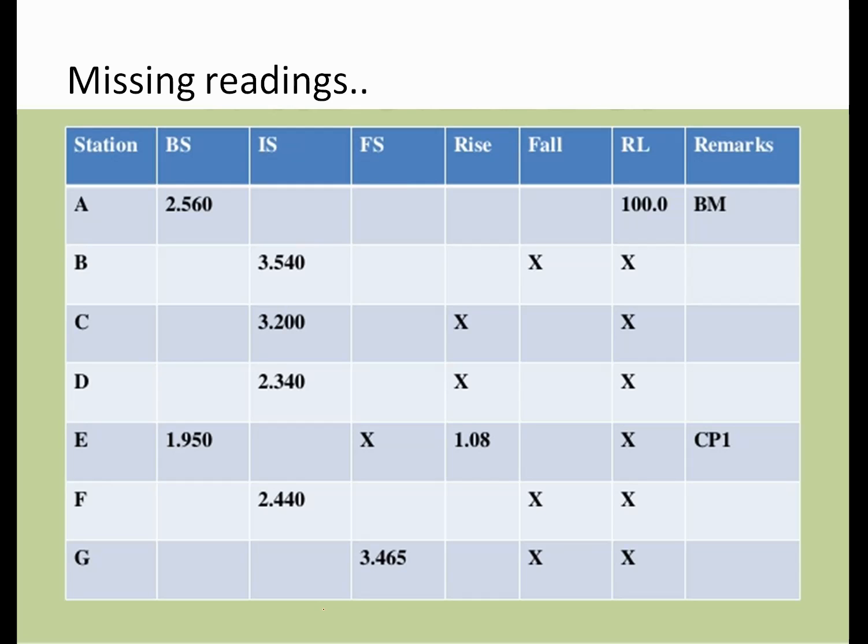First, what is the data given to you? Some backside, intermediate side, foresight readings are there. Some of the rise and fall readings are given to you, and also the RL of the first point, that is the benchmark, is given to you, that is 100 meter. In that case, let us go from top to bottom.